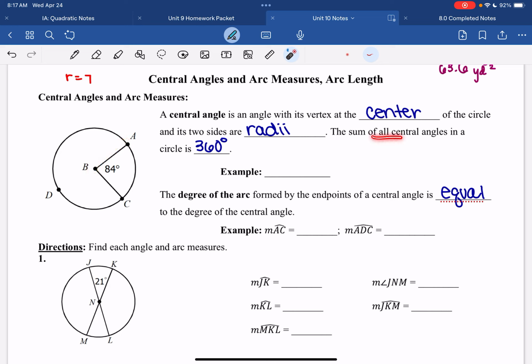The sum of all central angles in a circle is 360. So that means starting here, going all the way around together is 360. So an example of a central angle is the measure of angle ABC is equal to 84 degrees. So in this case, ABC is a central angle, and that equals 84 degrees.